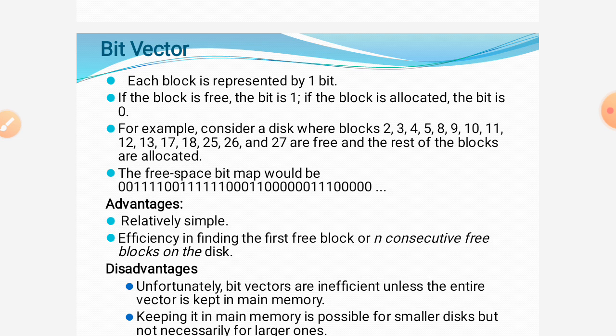It is very simple. But the disadvantages are that bit vectors are inefficient unless the entire vector is kept in main memory. That is, the bitmap requires extra memory that is kept in main memory. Keeping it in main memory is possible for small disks, but it is not necessarily so for larger ones. These are the disadvantages.